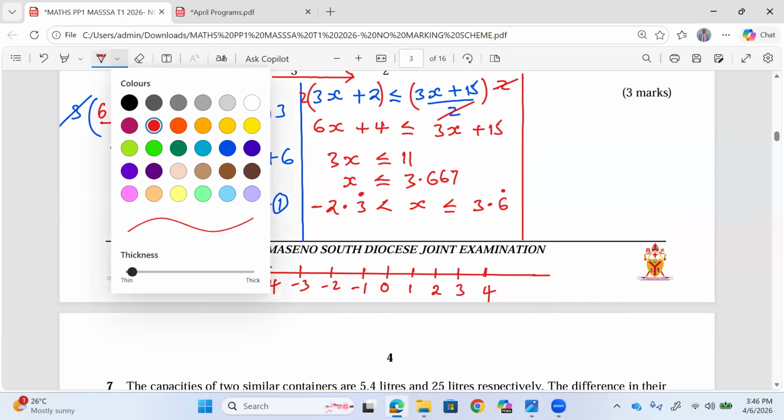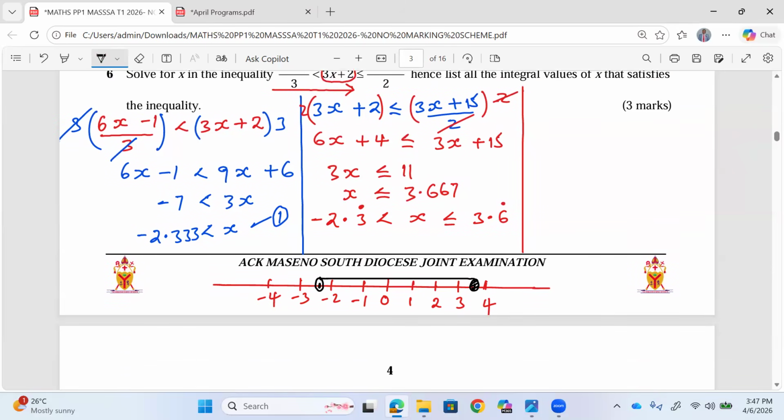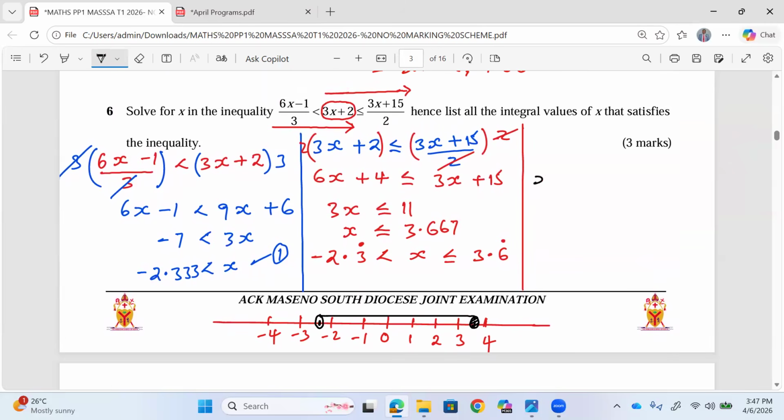So now this inequality is ranging from -2.3, -2.3 should be somewhere here. That is -2.3, all the way to 3.6. And 3.6 is inclusive like that. So now using this number line, we can identify the values of x that satisfy the inequalities.